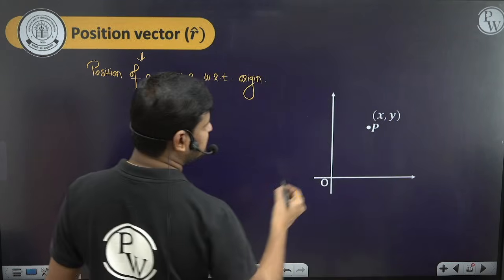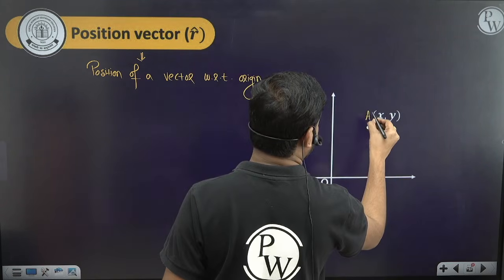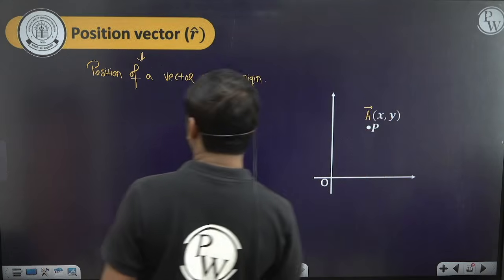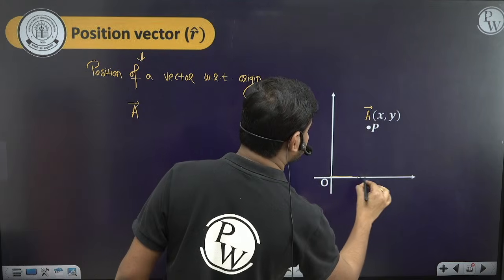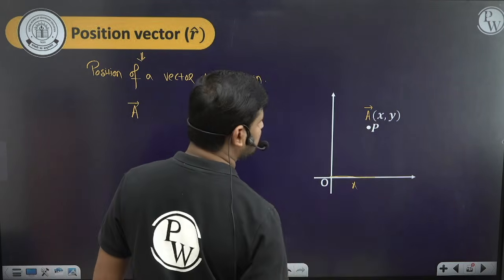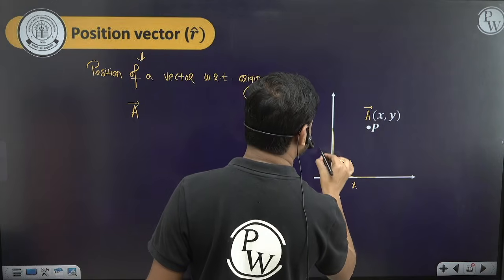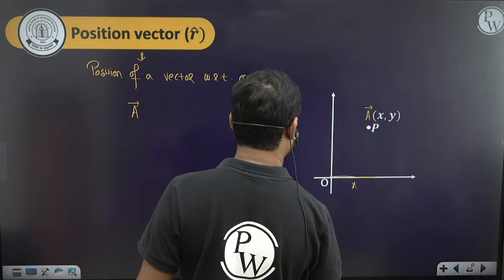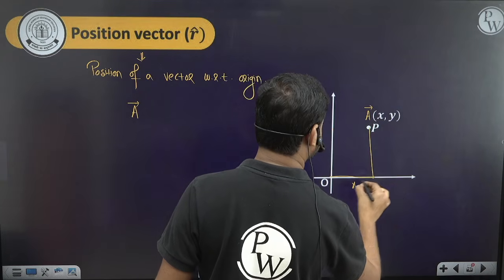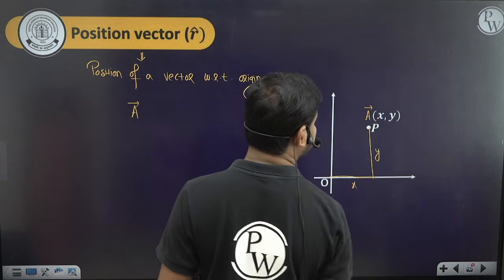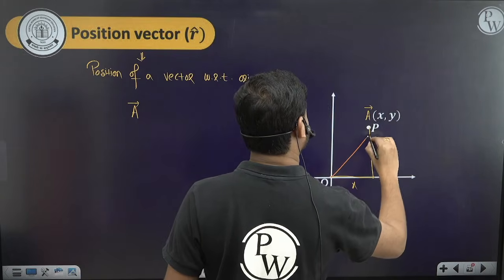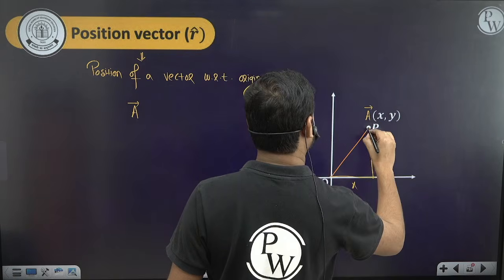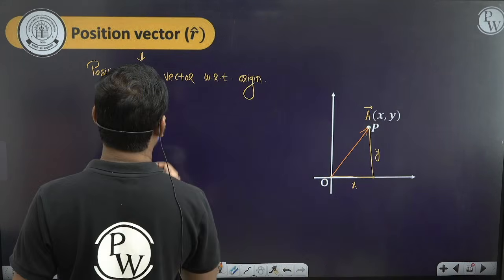Let's say these are the coordinates of vector A. That vector A has two components. In the x direction it is at a distance x, and in the y direction it is at a distance y. Consider this is a vector. That's vector A.